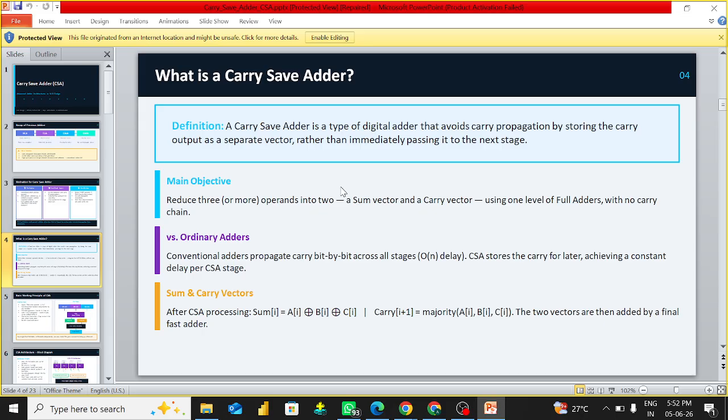Just for your better understanding, think of CSA as a compressor. What is the use of a compressor? It will compress your original data into lesser weight data, right? Like that only, a carry save adder is going to compress three operands into two operands.